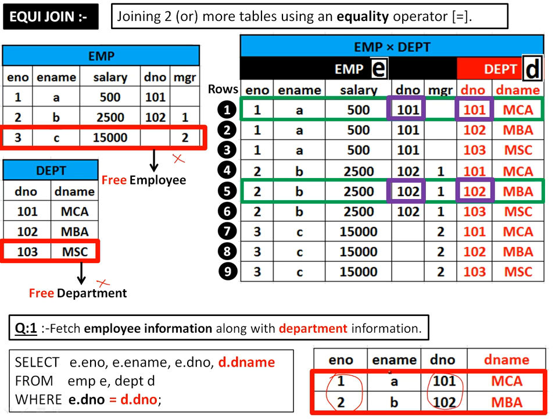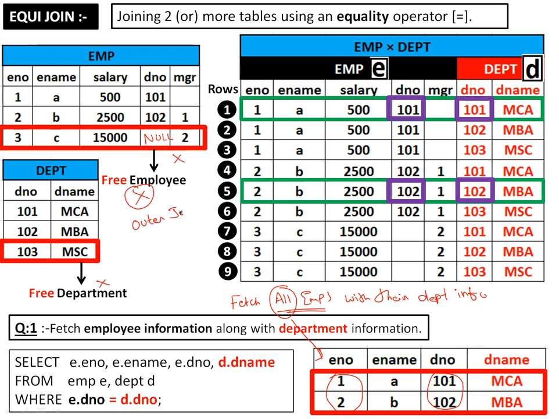But at times I'll ask queries like, fetch all employees with their department information. That means if you have a department, bring it, otherwise show null. So whenever I ask for all employees, I won't get them with this equi-join. In equi-join, I'll get only working employees, whereas I won't get the free employee. So in order to get free employees, you have to go for outer join.